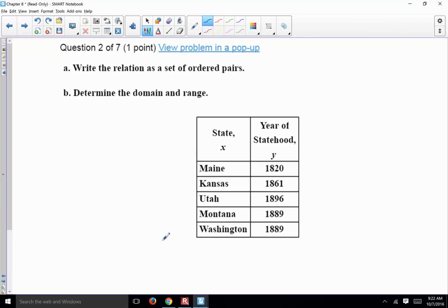Any questions? Okay, this time we have a relation between names and numbers. This is not a typical math question. This is a real life application of relations. What is this relation? It's states. On the left side, in the domain, I see some state names. X values are state names. And the years they became states: in 1820 Maine, 1889 Washington. So we first construct our relation in official terms.